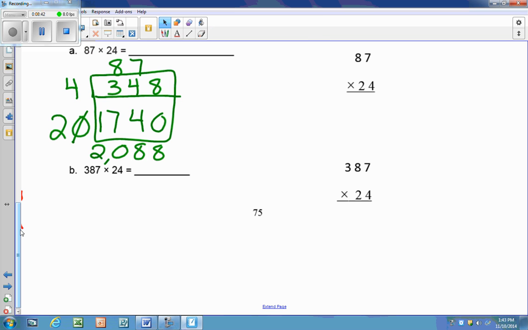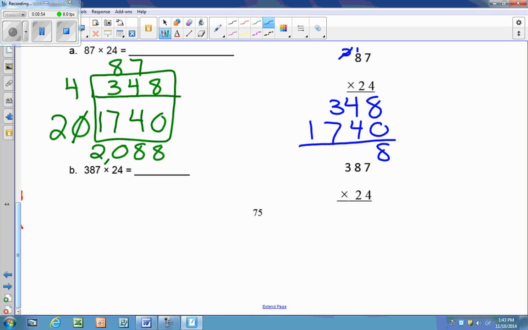So now I come over to here to see if this will work. My first row matches. My second row matches. And my answers match. And I should put my answer up on my answer line. So now we're going to use our area model again.